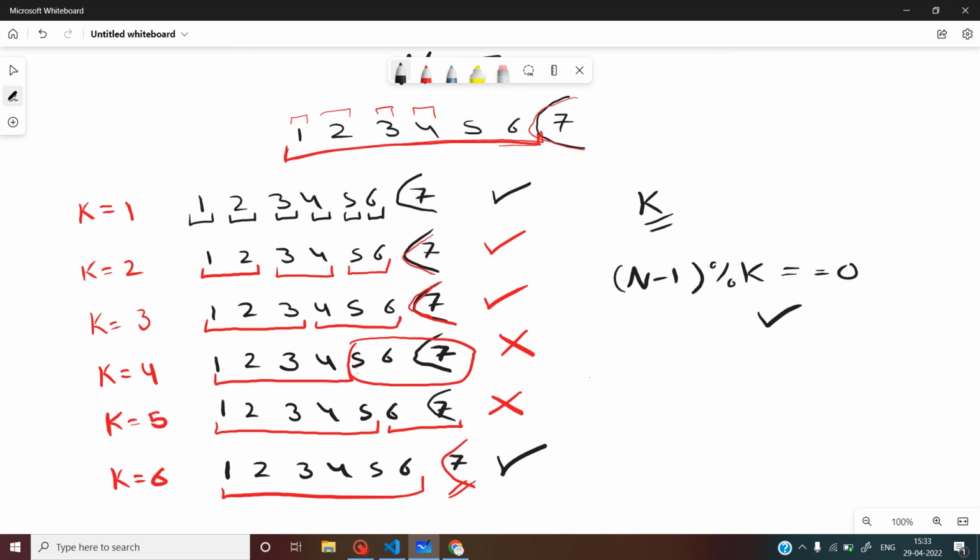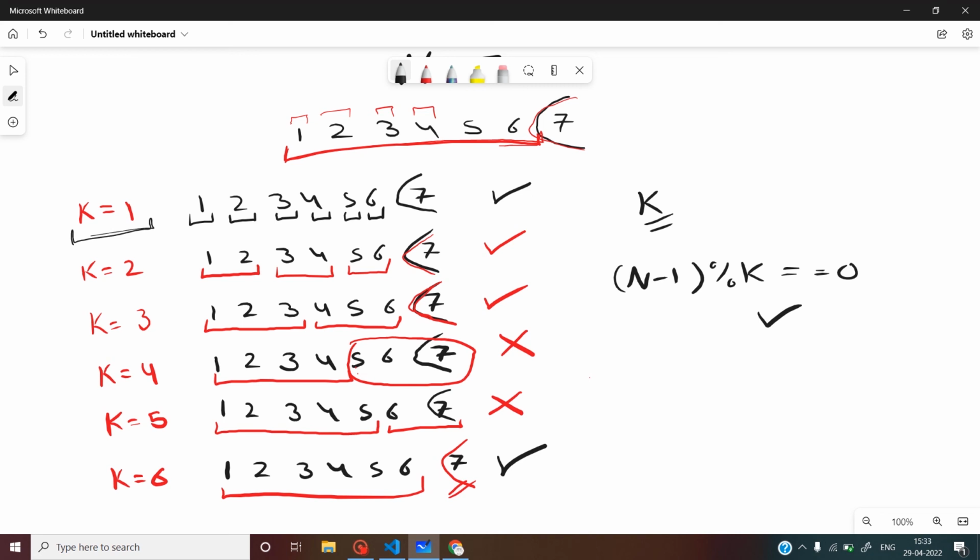So when k equal to 1, since 1 divides n minus 1 which is 6, we are getting our answer. 2 divides 6, we are getting our answer. 3 divides 6, we are getting our answer. Then 4 does not divide 6, so we are not getting our answer. Then k equal to 5.